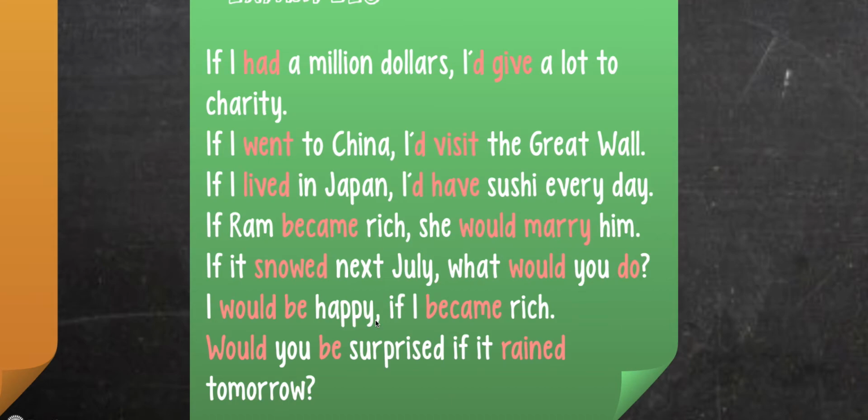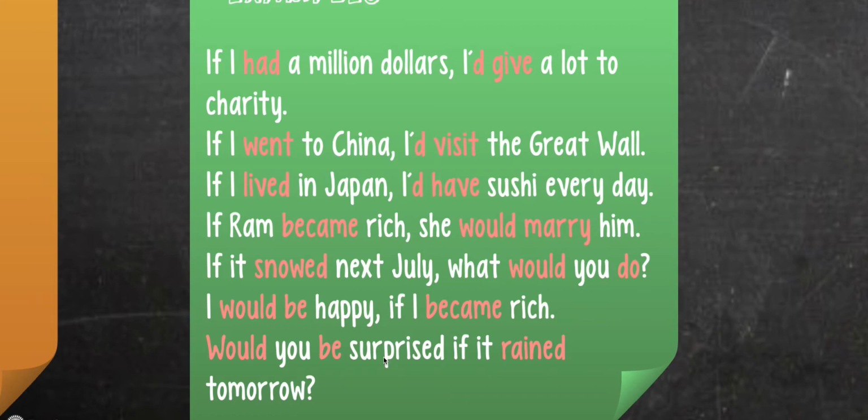Very good. And finally, Lucas, please help me reading the last example. Would you be surprised if it rained tomorrow? What happened with the questions? Who can tell me the structures? The structure of a question. You have two examples here. This one and this one.